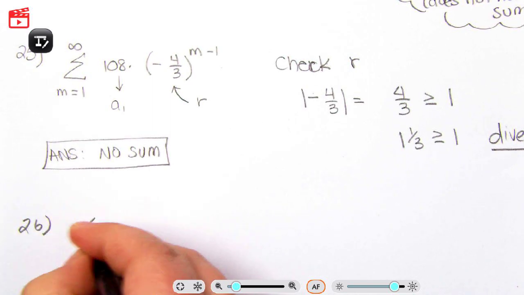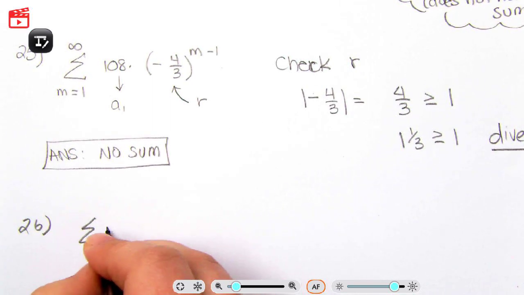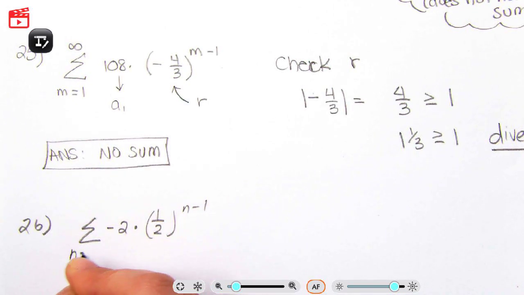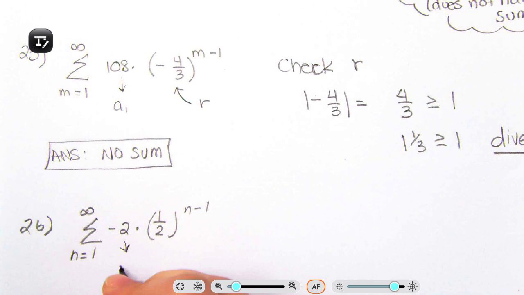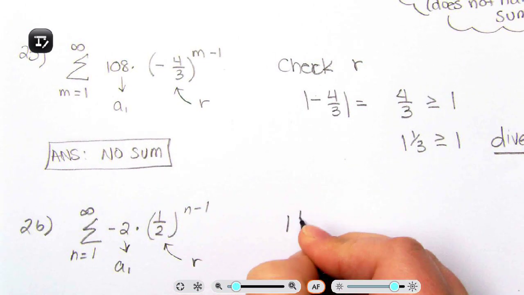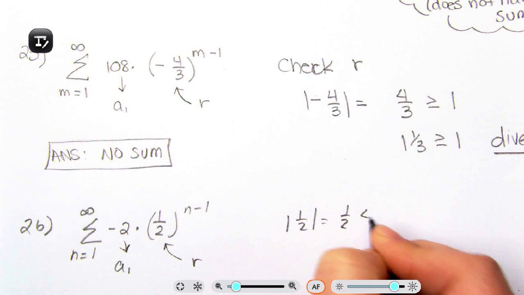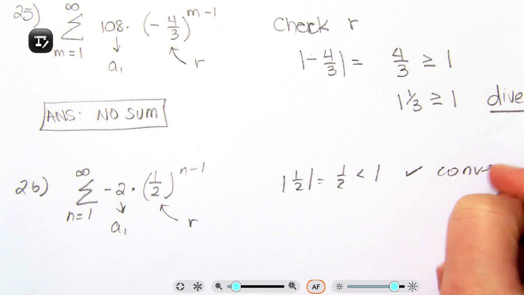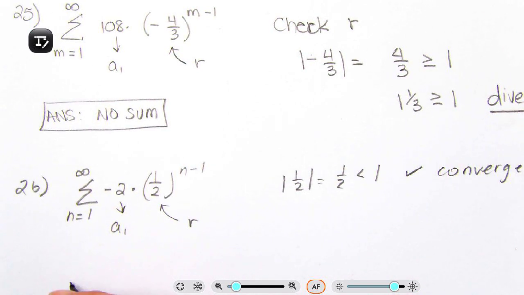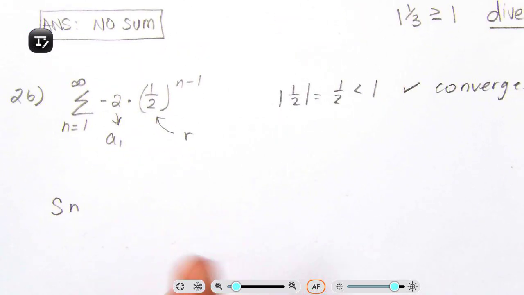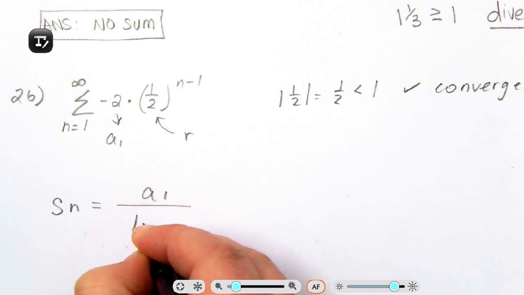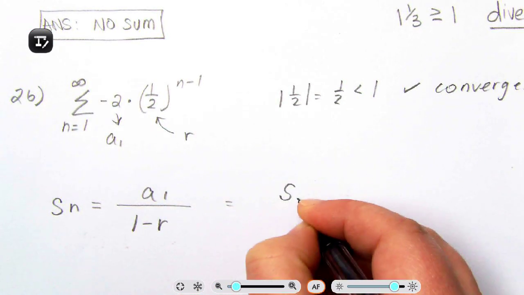26. So again, the sum of negative 2 times 1/2 to the n minus 1 as n is equal to 1 approaching infinity. So then again, this is a sub 1, this is r. The absolute value of 1/2 is 1/2, which is less than 1. We are happy. That means it converges. So then we use our formula, S sub n is equal to a sub 1 divided by 1 minus r.